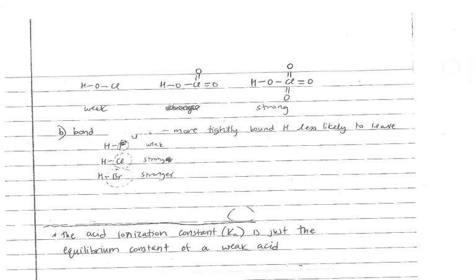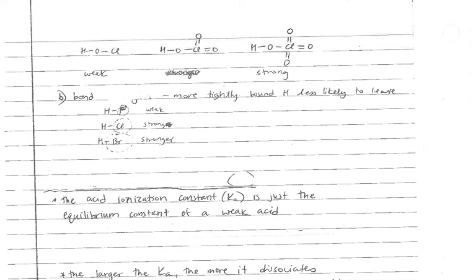Another thing that influences acid strength is bond strength. All right, remember, an acid is something that loses a proton, a hydrogen ion. So the weaker that hydrogen atom is being held to the molecule, the easier it is for it to leave. The stronger it's being held to the molecule, the harder it is for it to leave. So the more tightly that a hydrogen is bound, the less likely it is to leave.